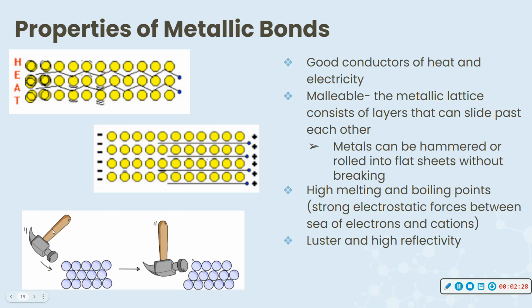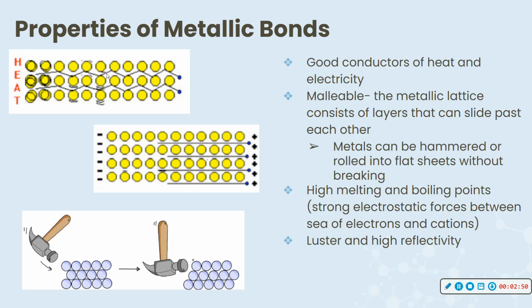So if I apply a force to the metal, because they're aligned in these layers, what can happen is the atoms can just slide right past each other. Okay, so they're not going to break, they're just going to be moving, so we can hammer them down into thinner sheets.